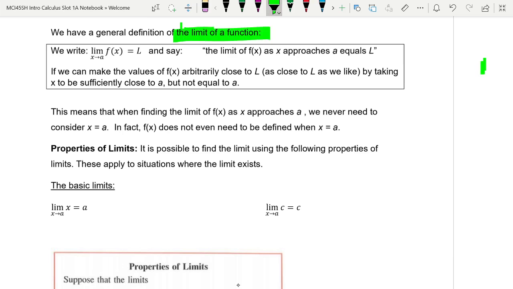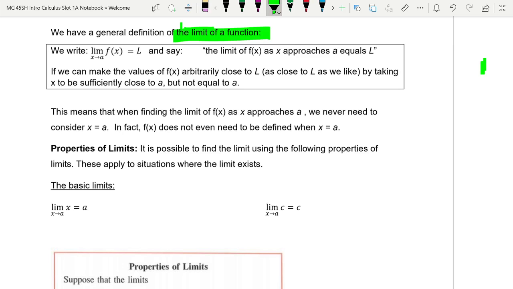The general definition of a limit of a function is we write the limit as x approaches a of some function f of x is equal to L, and say the limit of f of x as x approaches a equals L, if we can make the values of f of x arbitrarily close to L, or as close to L as we like, by taking x to be sufficiently close to a but not equal to a.